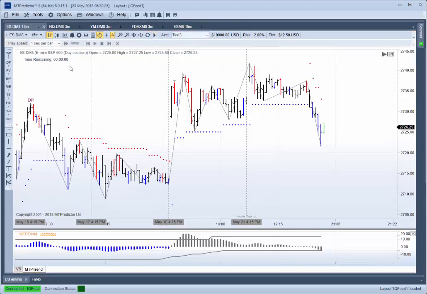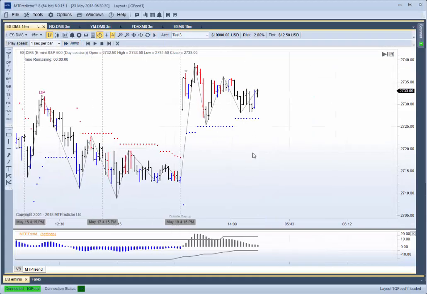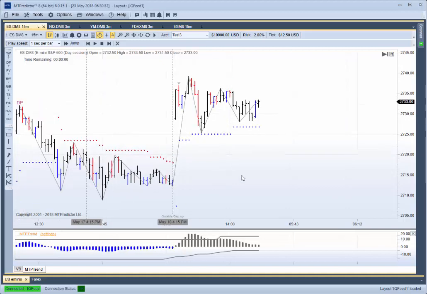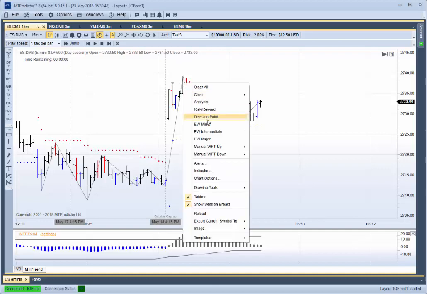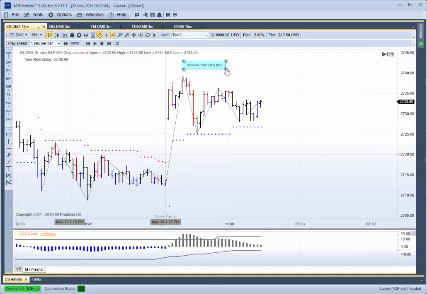And I want to scroll back to before yesterday even opened. And this is what I was looking at in yesterday's training webinar for MTPredictor customers as well. So we're looking at this at the time. What we did was went back to the previous pivot high. You can see I'm circling it here. We right mouse click, we do decision point, and can you see how that gave you an area of resistance? But more importantly, it was on the chart in advance. Even before yesterday even opened, that would have been up there on the chart in advance.